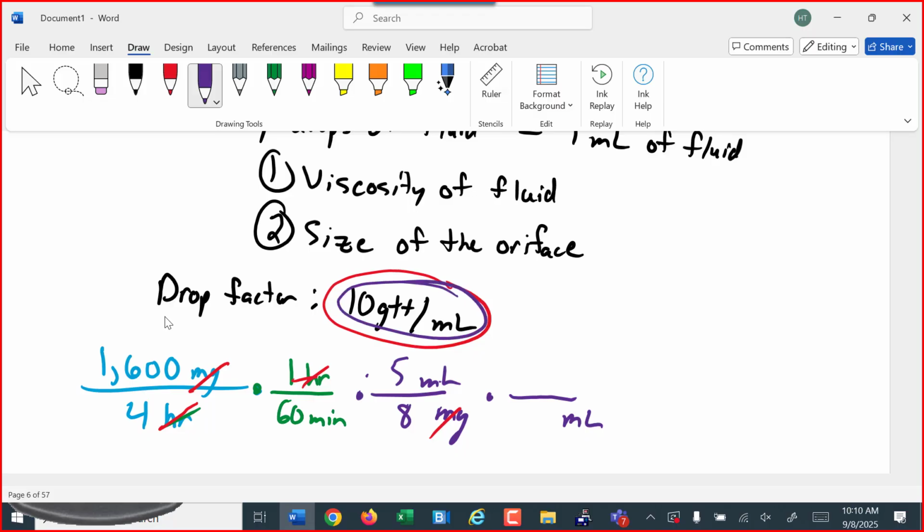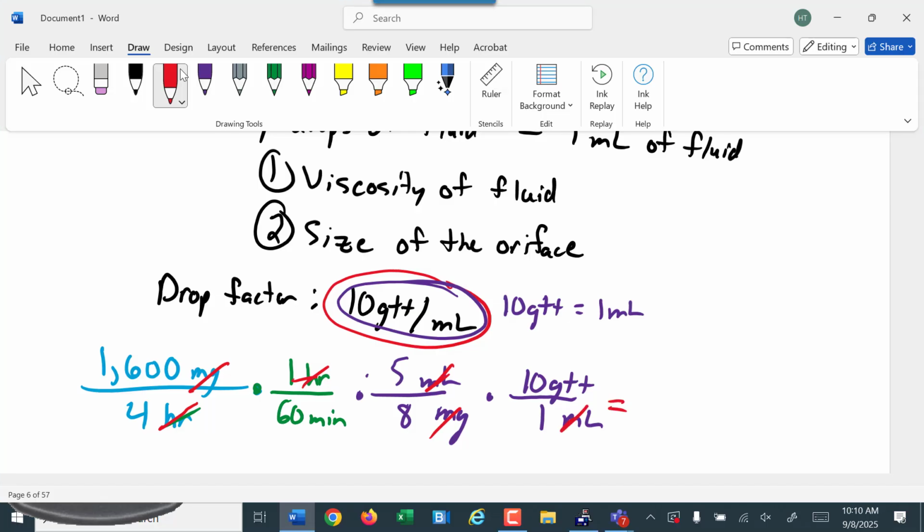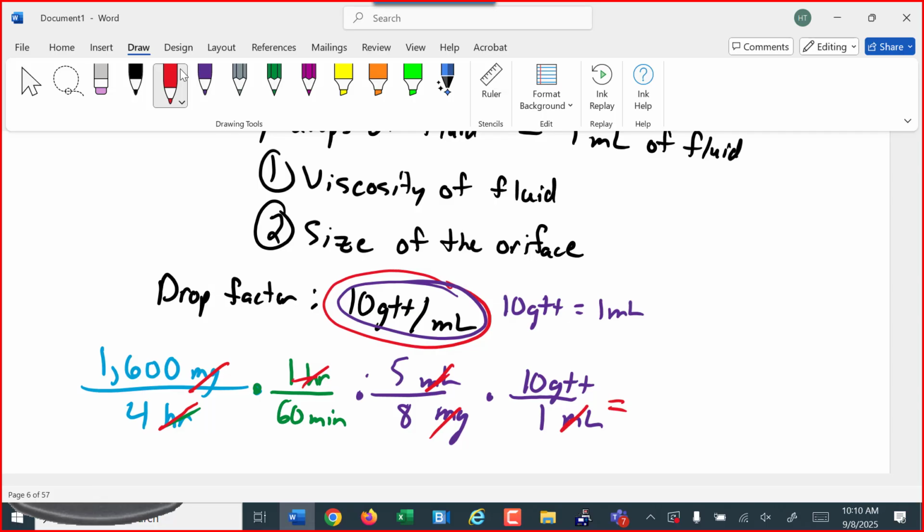So this drop factor of 10 drops per milliliter is an equivalency. It's saying 10 drops is equal to 1 milliliter. So I can use that as a unity fraction, as a conversion factor. 1 milliliter is equal to 10 drops. So the milliliter cancels out. Now on top, 1,600 times 5 times 10 is going to be 80,000 drops. On bottom, 4 times 60 times 8 is still 1,920 minutes.